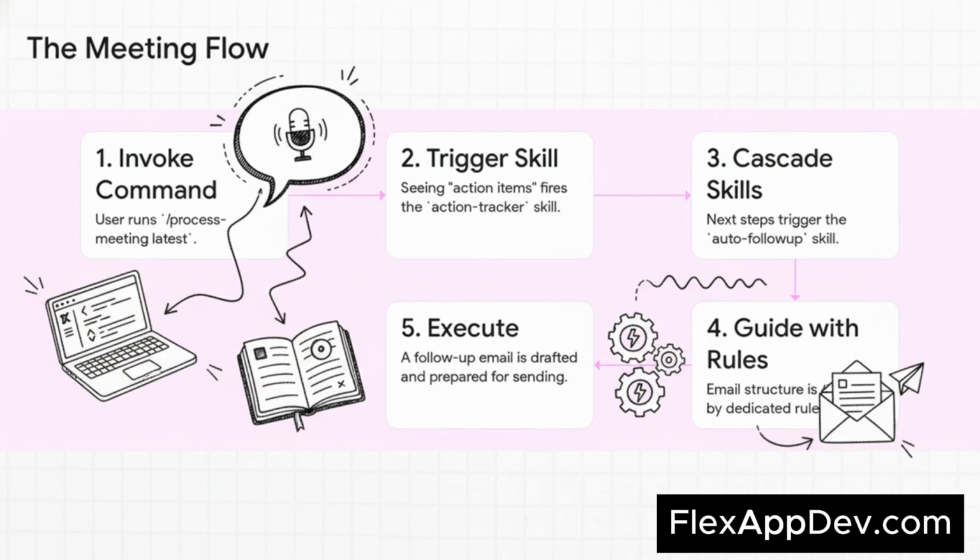That command grabs the latest transcript. As it's reading, it sees the words action items, which automatically triggers an action tracker skill. That skill then identifies the next steps, which in turn can trigger another skill to draft a follow-up email, and the whole time, the exact format for that email is being dictated by your rules. It's this awesome automated cascade.